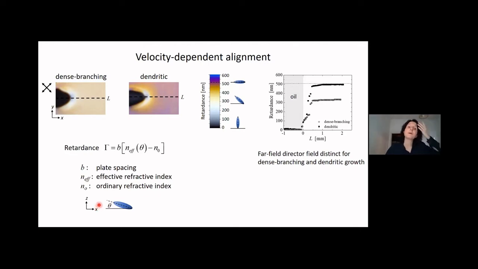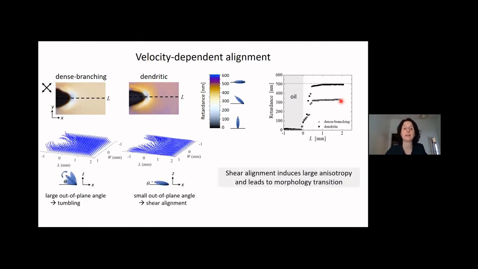And so for the moment, we take this retardance in a somewhat simplified way and interpret it simply as a measure of the average out-of-plane polar angle of the liquid crystal. And so this lower value of retardance that we see in the far field for dense branching growth corresponds to a fairly large out-of-plane angle, which indeed is in agreement with this collective tumbling behavior of the liquid crystal aggregates.